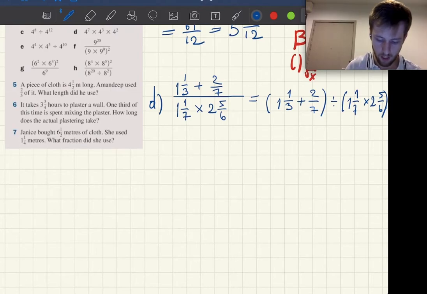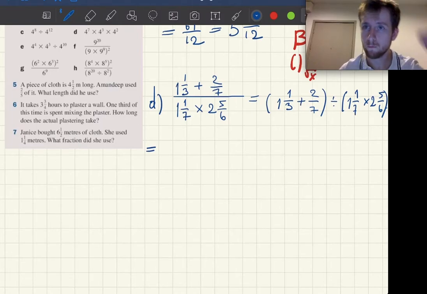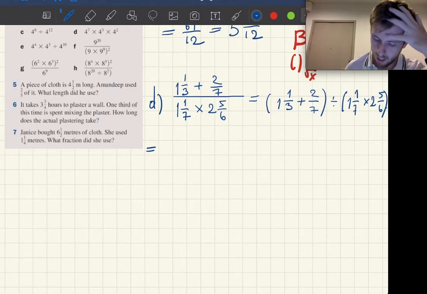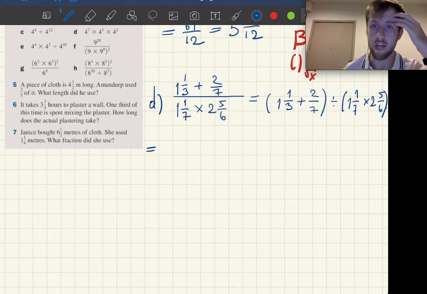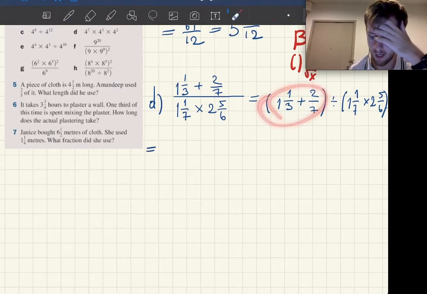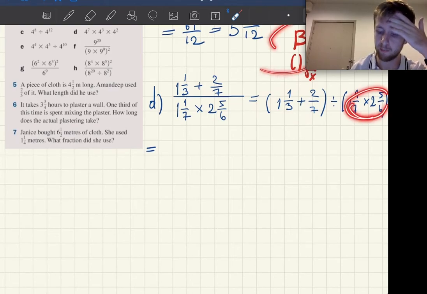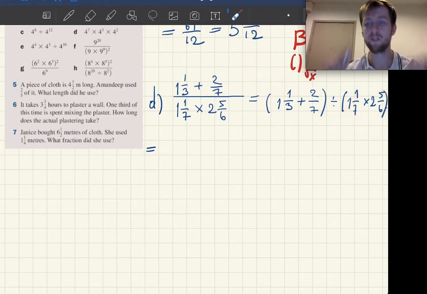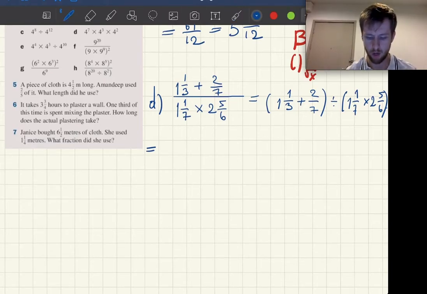And then let's figure out this thing. So what we have to do is add this and multiply this first, because it's in the brackets, and the first thing is always in the brackets. Let's just do it step by step. So first I'm going to make them all improper fractions. So I'm going to write it like this.